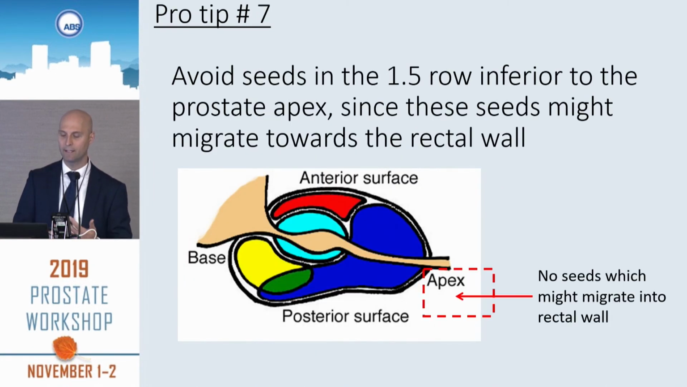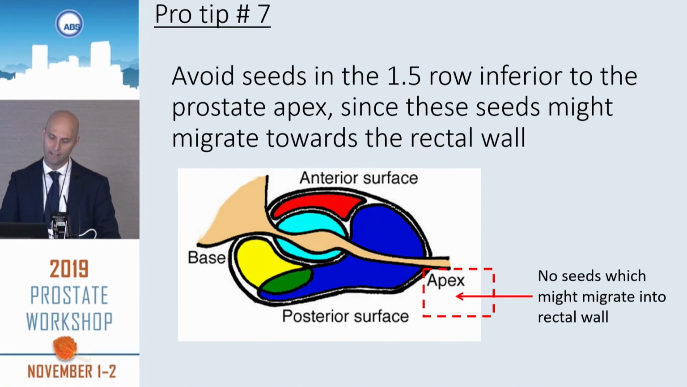The analogous side, if you go to the apical side, is to avoid seeds in the 1.5 row. That's the posterior row of the prostate apex. So this region right down here. And that's because the posterior surface here where the rectum has a tendency to rise up as you move apically. And so we don't want seeds which might migrate into the rectal wall.